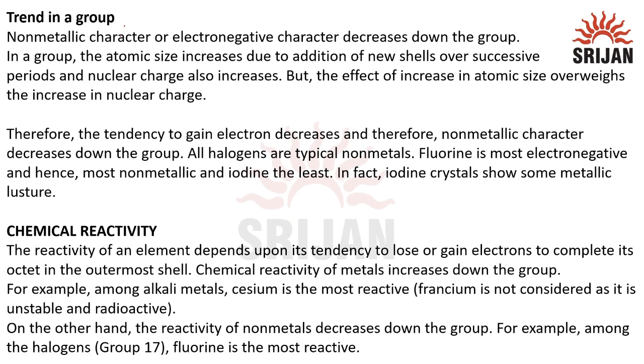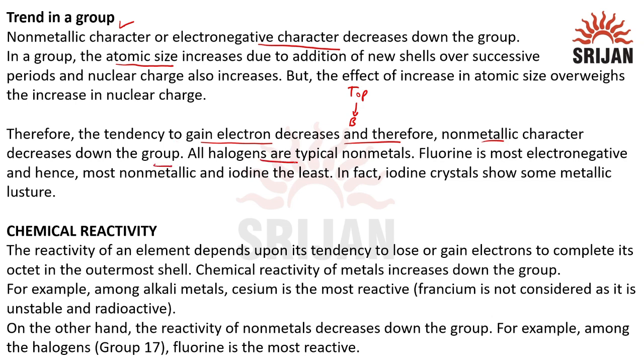Now talking about the trend of non-metallic character in a group. If we move from top to bottom of a group, we know that the electronegative character decreases down the group. That's why the non-metallic character also decreases down the group, because the atomic size increases, due to which the tendency to lose electrons increases and the electronegativity decreases. Therefore, the tendency to gain electrons decreases and therefore the non-metallic character decreases down the group.